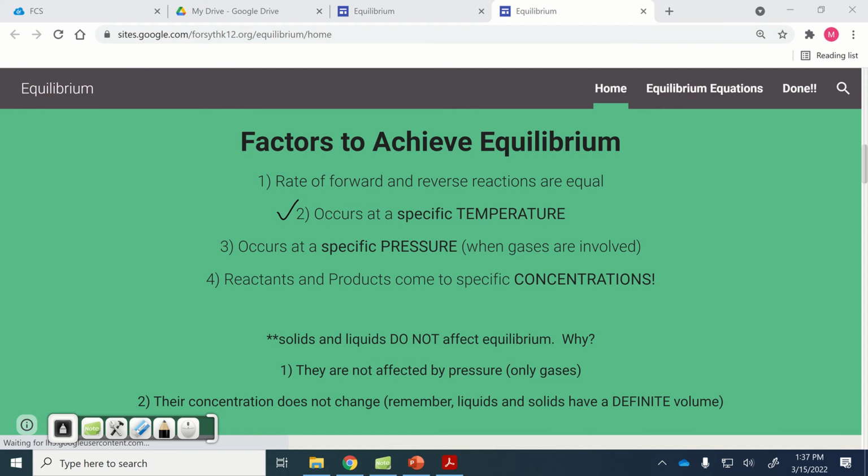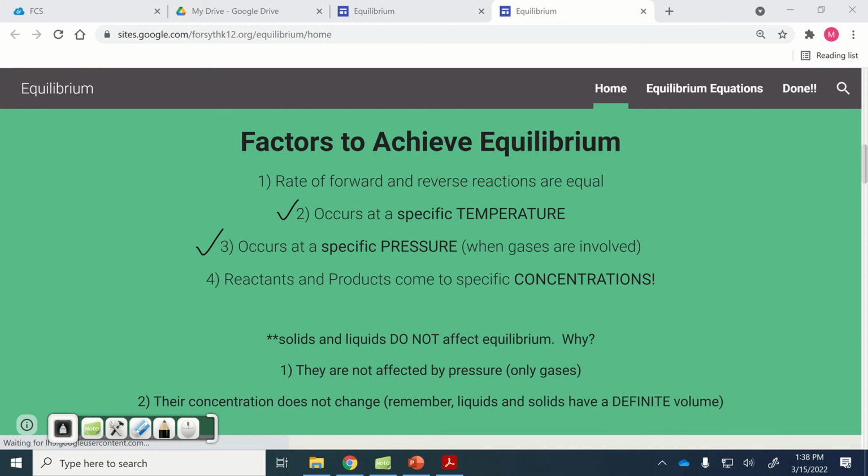We're going to learn about what are called equilibrium constants. These constants are based on a specific temperature and a specific pressure. We usually will mention that temperature and pressure are constant, and then we want to figure out the concentrations at this particular equilibrium state.